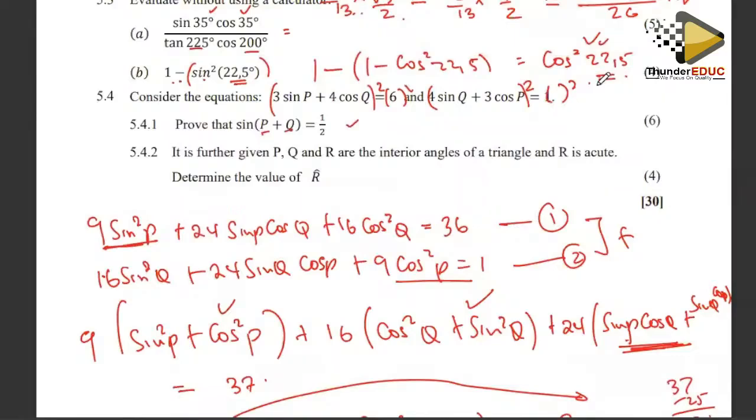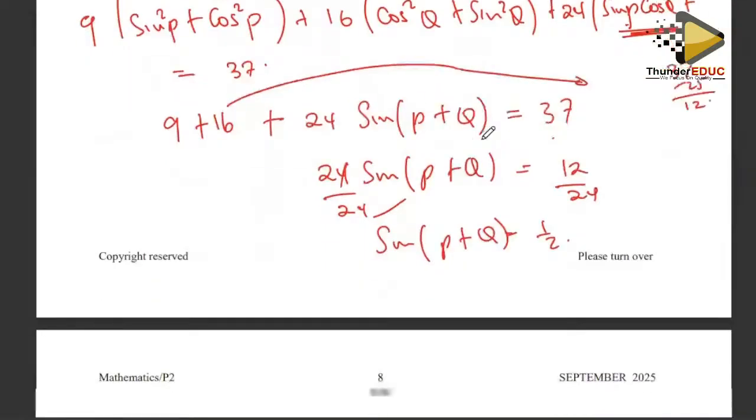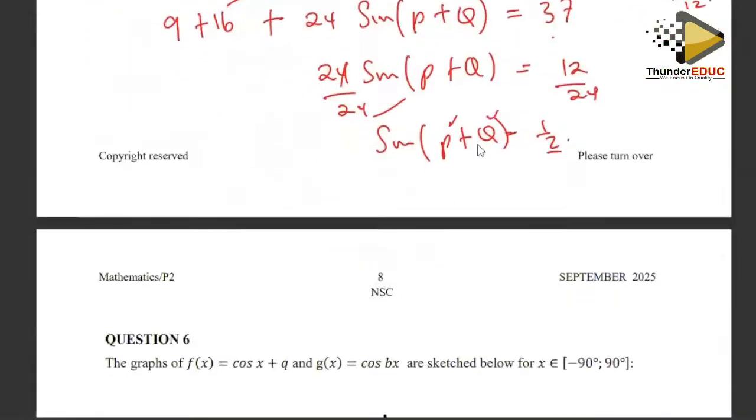If it's further given that P, Q, R are interior angles of a triangle, and R is acute, they want us to get the size of R. Now we know that sine of (P plus Q) is equal to a half. Because we know that P plus Q plus R must give us 180 degrees, if we can get R, it's going to be 180 minus the sum of P plus Q.